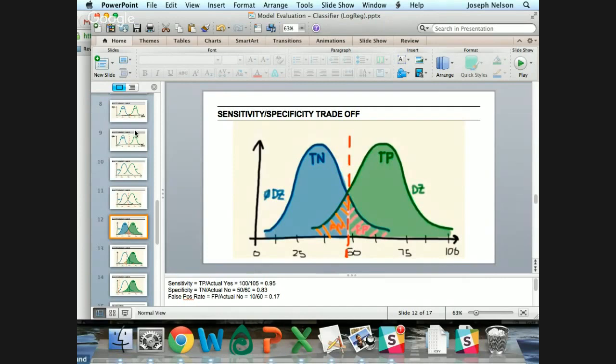Move it all the way to the right in this case to increase the specificity, which is the rate of true negatives over total actual negatives. Does that make sense to everyone?